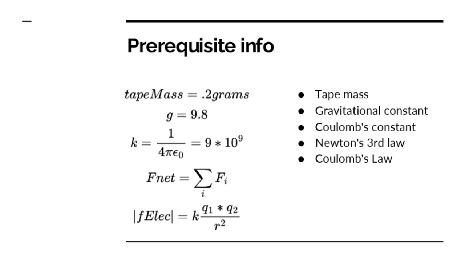In this system, it would be the force of gravity pushing downwards from above, and the force of the tape beneath it propelling the upper tape upwards. And these two forces should be equal. We also know from Coulomb's law that the electric force is equal to Coulomb's constant times the two charges over the displacement between the two.